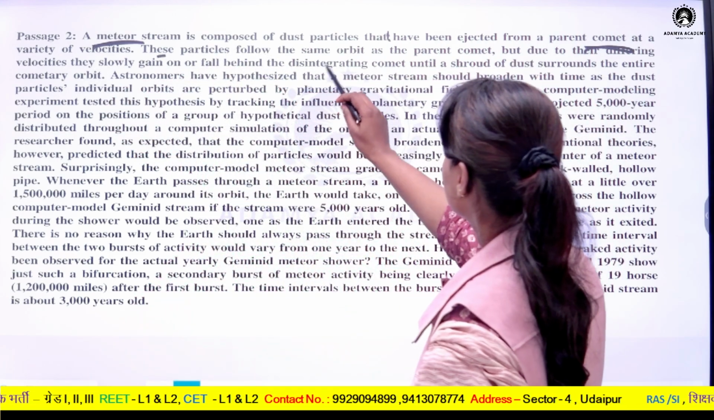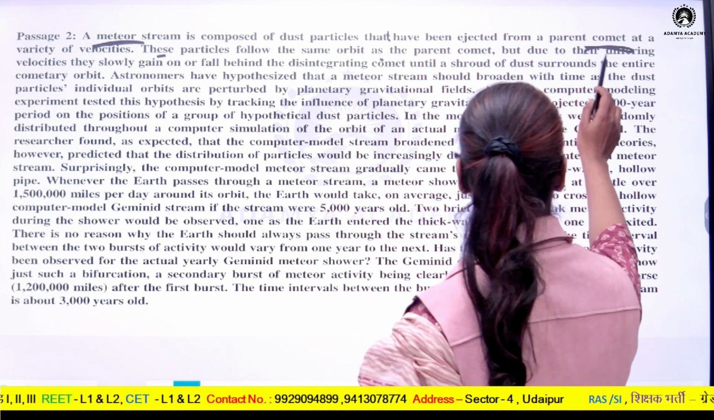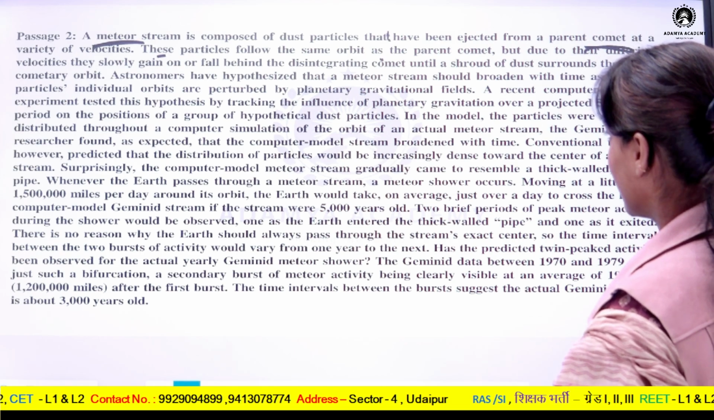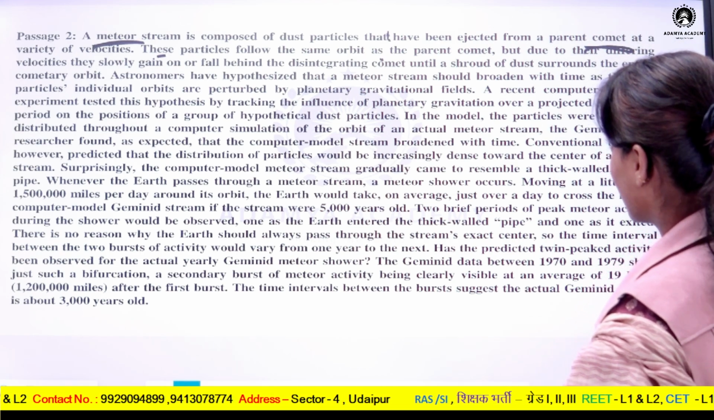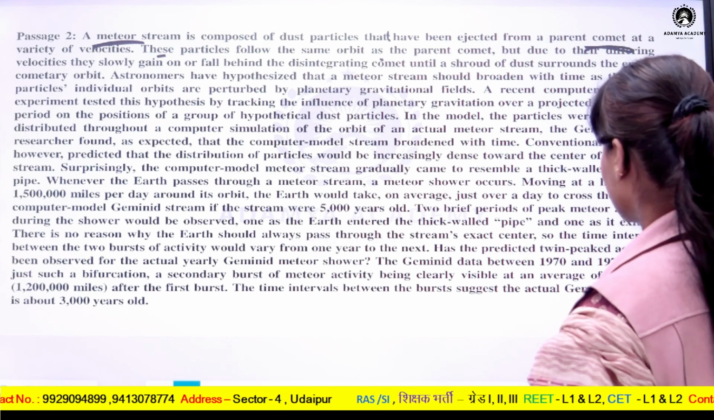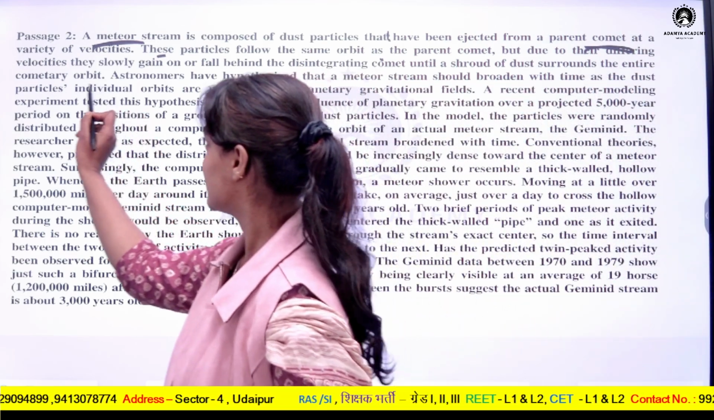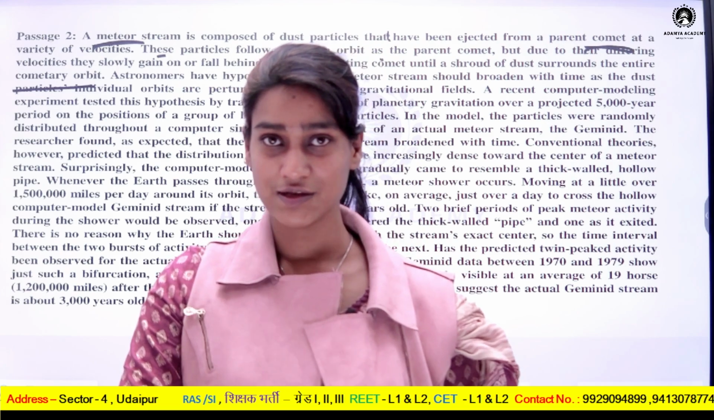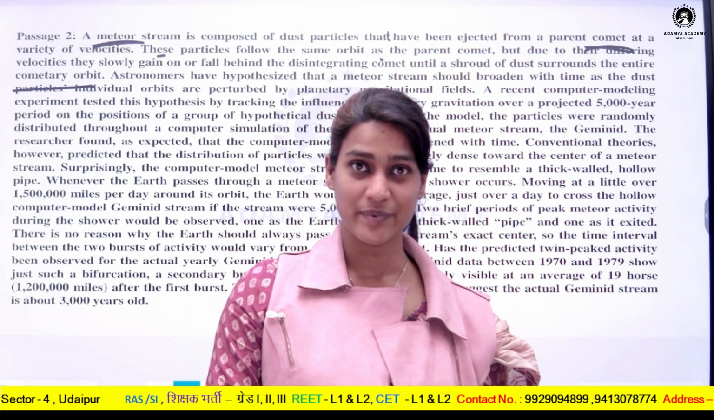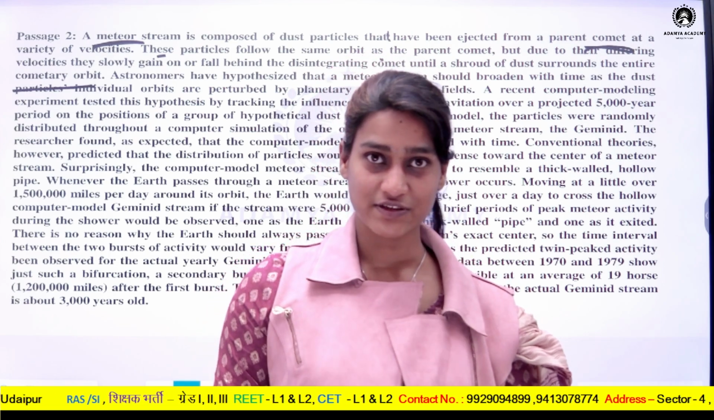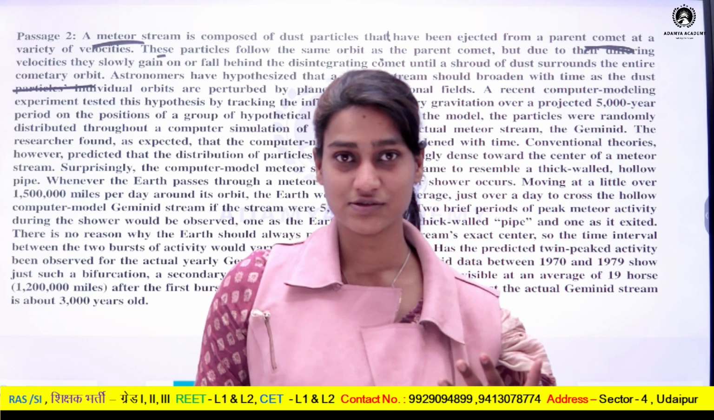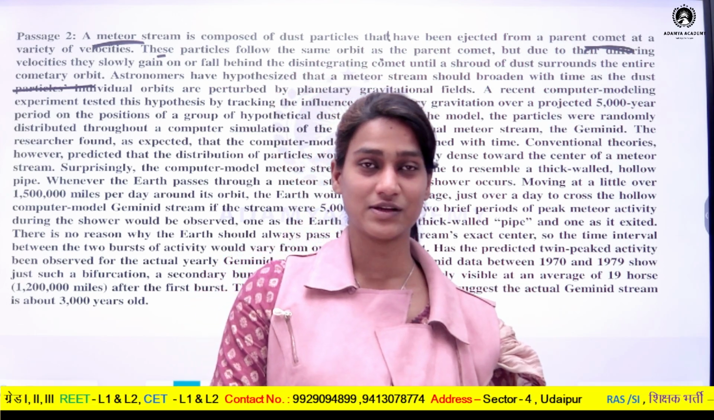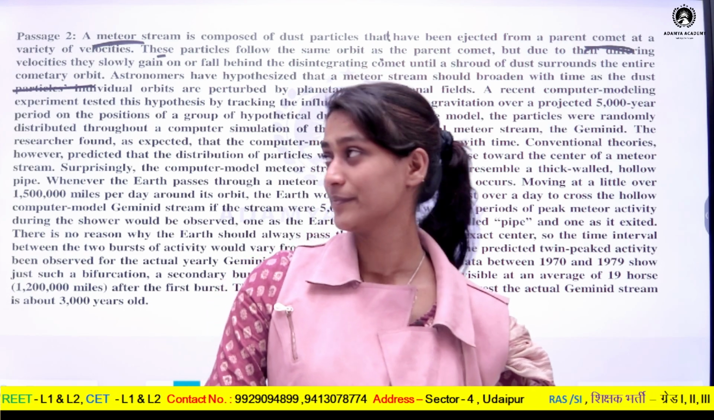These particles follow the same orbit as the parent comet, but due to their differing velocities, they slowly gain or fall behind the disintegrating comet until a shroud of dust surrounds the entire cometary orbit. Here it is written cometary orbit, so by this we can analyze that comets have orbits. When they revolve around the sun, they have a particular space in which they revolve, and also a particular direction of motion, which is somewhat similar to elliptical motion.